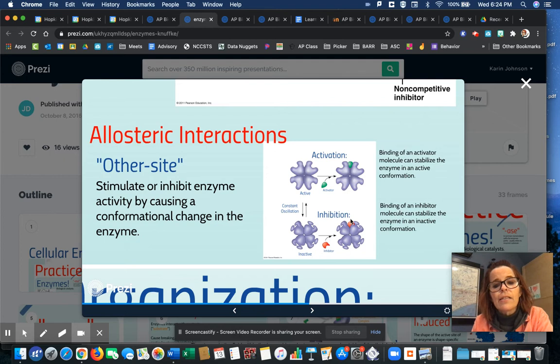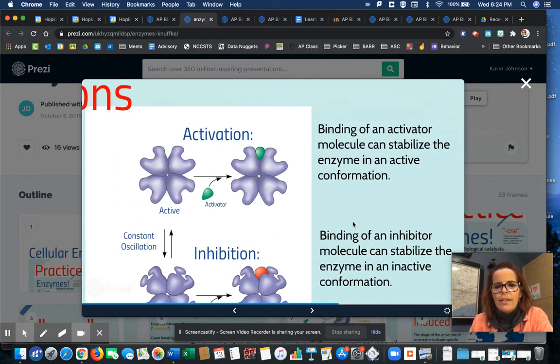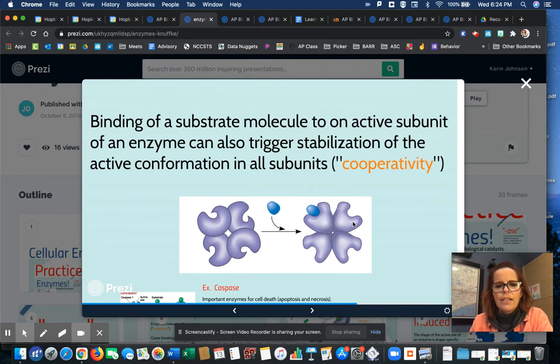Both of these are allosteric because they're not in the active site. In this case, the inhibitor changes the shape of the active site, and so now it slows down the reaction. So the cell is able to speed up or slow down the reaction using these allosteric sites and either activators or inhibitors. All right, and trying to see if there's anything else we need to know.